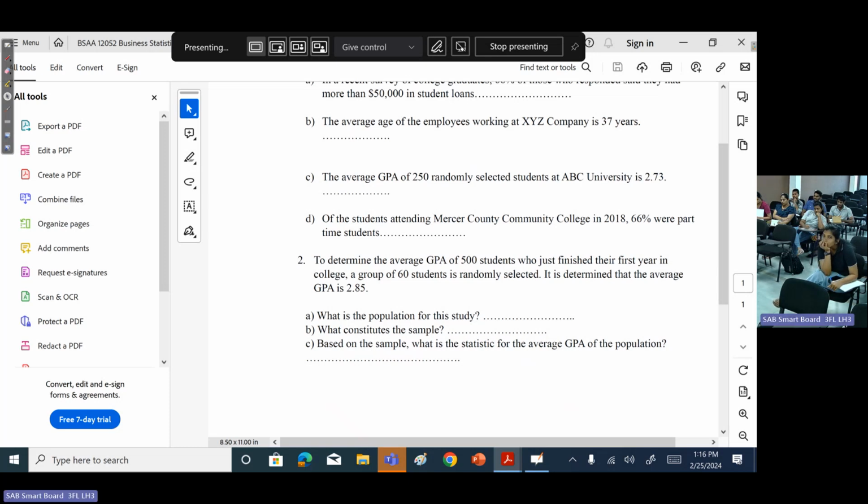What is the population? All the students who just finished their first year. Okay, then what is the population size? 500. Okay, then what constitutes the sample? 60 students. Okay, then based on the sample, what is the statistic for the average GPA of the population? 2.85. That is the sample statistic. Understood? Okay.